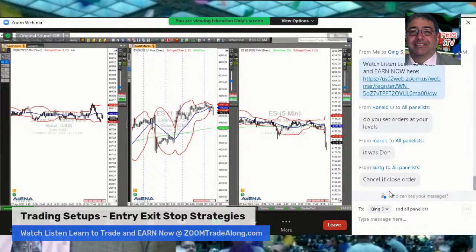Mark is saying it was Don who put in that 3,000 lot. I don't know. Don, any comment? Mark is saying that you had that 3,000. Oh, he's back. Put it back in there. Don said that it was his 3,000 lot, but he put it in Mark's account. So, Mark, it's kind of your 3,000 lot, even though Don put it in. You guys are.